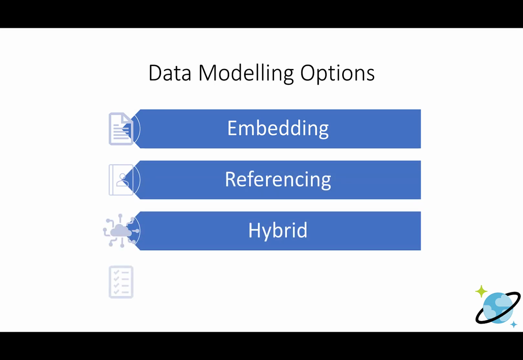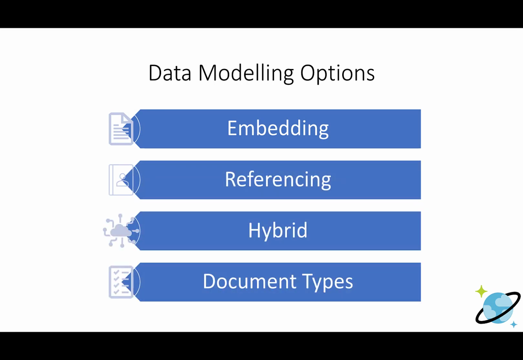We can use embedding in our documents. We can reference data in some documents that indeed reference to data in other documents. We can use a bit of both using a hybrid approach, or we can be really ambitious by storing different document types within the same container. Let's take a look at embedding first.